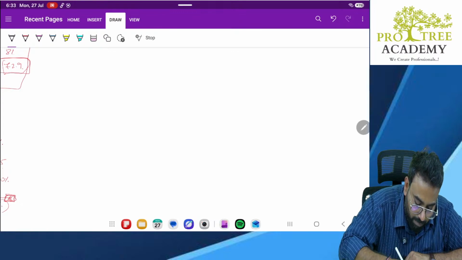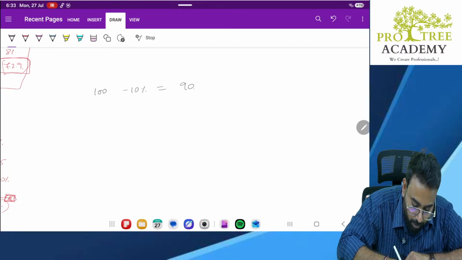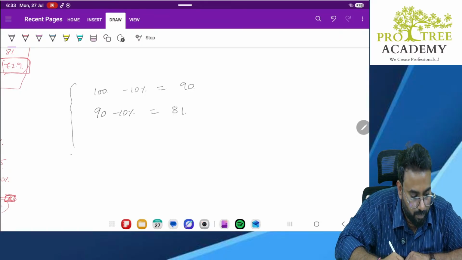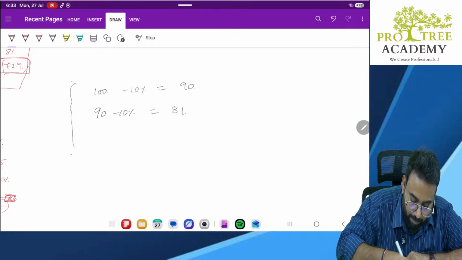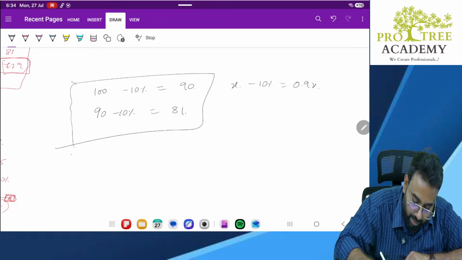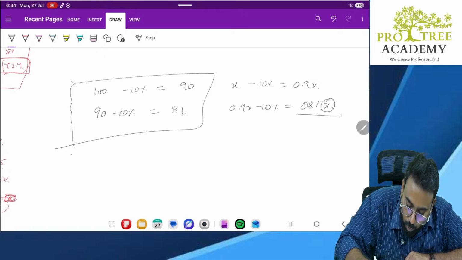Just again, I am giving you a glimpse. If your cost of the asset is 100 and 10% is the depreciation, then WDV will be 90. If your WDV is 90, again 10% depreciation, it will give you 81. Correct? This will continue. The same thing has happened with us. X was our cost of the asset. 10% we deducted, so it will be 0.9x. Next again 0.9x minus 10%, it is 0.81x.